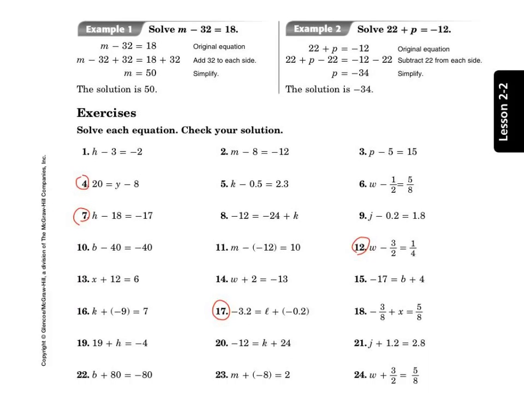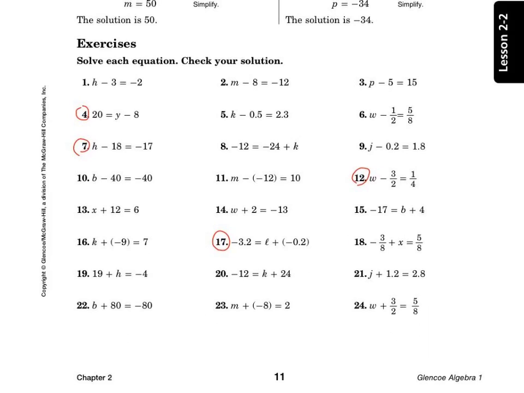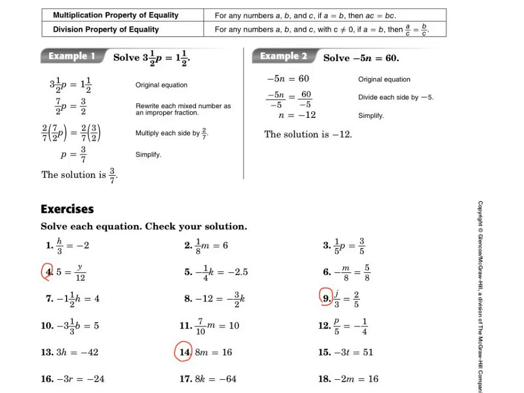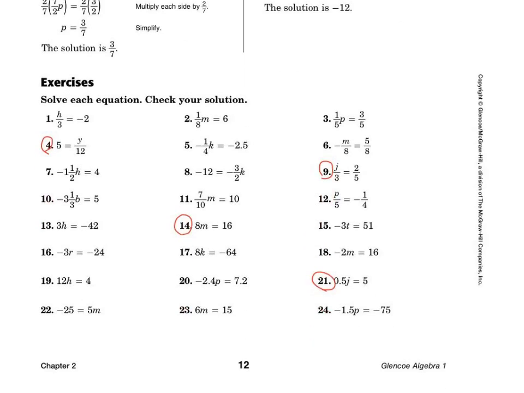All right, some practice problems for you tonight. You will do 4, 7, 12, 17 on this page. And then on this page, you will do 4, 9, 14, 21. Make sure you have those done. We will check them tomorrow. We will quite possibly have a quiz on solving one-step equations tomorrow. So go ahead and be ready with questions.